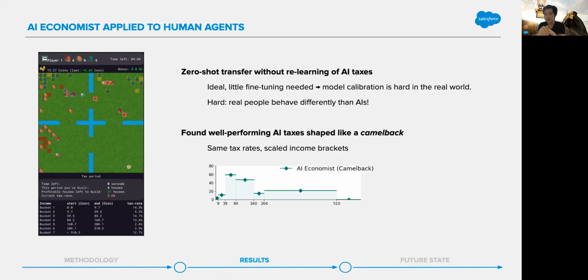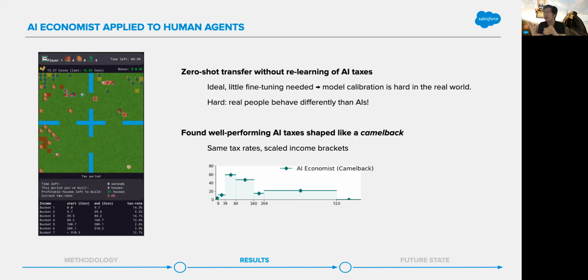Now, the reason this is interesting is that ideally you would need as little fine-tuning as possible. In particular, because for economic systems, as I mentioned, it's really hard to get data and so on. So model calibration in particular would be really hard in the real world. So the better the zero-shot transfer learning is, the more promising it is for the future. And we know that real people are very different from AI agents. This is exactly true for our system as well.